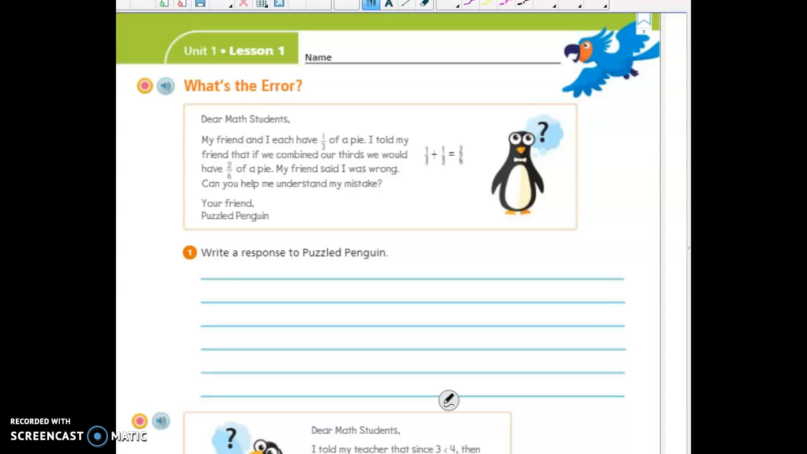Dear math students, my friend and I have 1/3 of a pie. I told my friend that if we combined our thirds, we would have 2/6 of a pie. My friend said I was wrong. Can you help me understand my mistake? Your friend, the Puzzled Penguin. And over here he's showing his math. 1/3 plus 1/3 is 2/6.